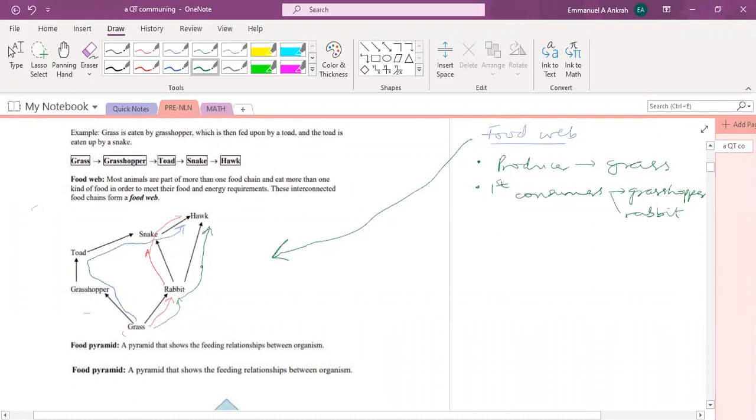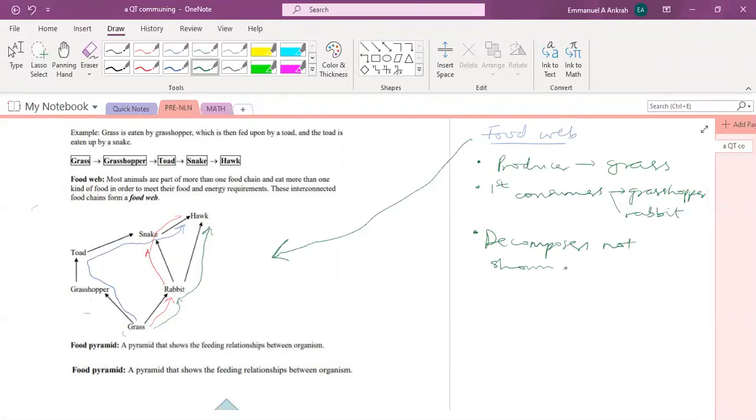Then another question would be: what would be an important member of the food web that is not shown on the diagram? An important member of the food web that's not shown in the diagram will be the decomposers. So the decomposers are not shown here, but they're important members of the food web.